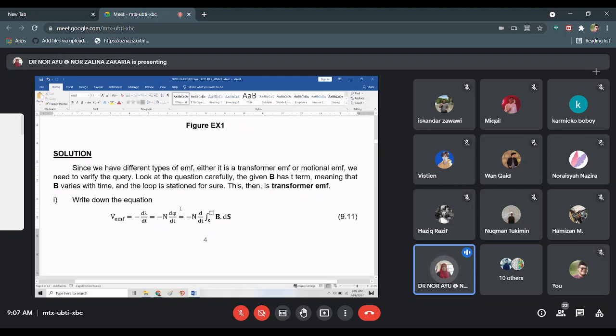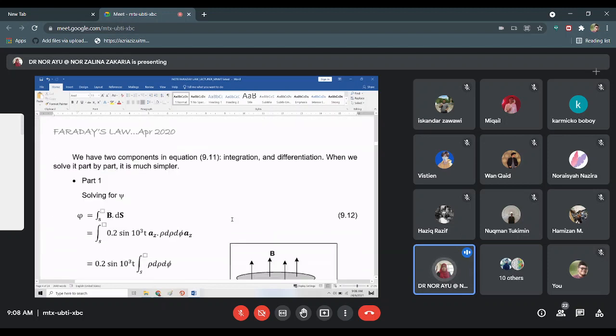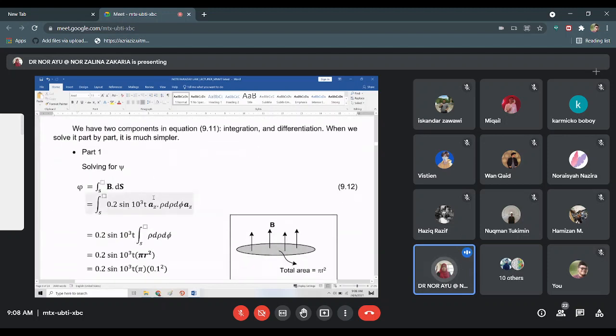So from here, it's easier for you if you divide this equation into two parts. The first one, you need to find what the flux itself is. And then the second one, you need to differentiate your flux. So if we look here, we divide this equation into two parts. Part one, we solve the flux first.